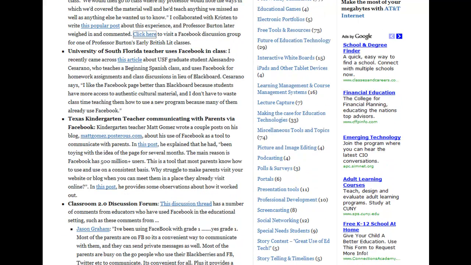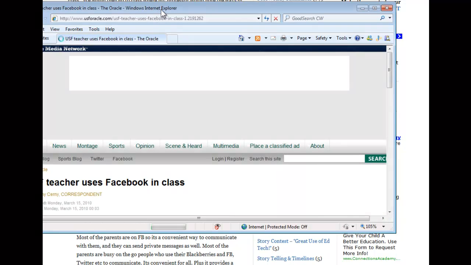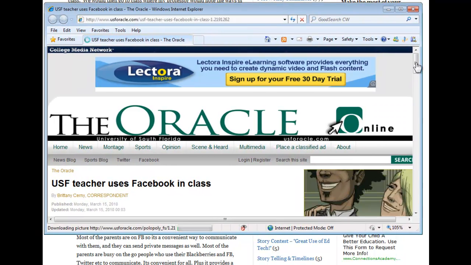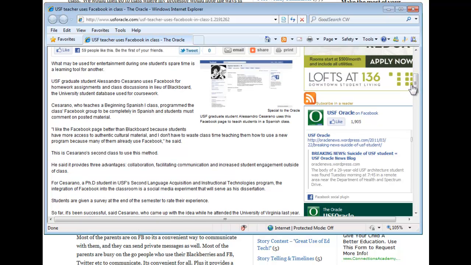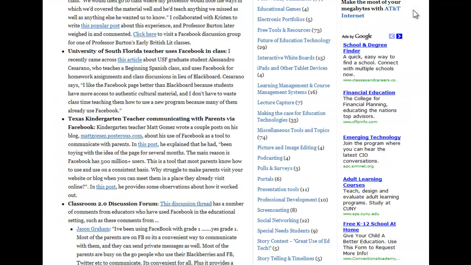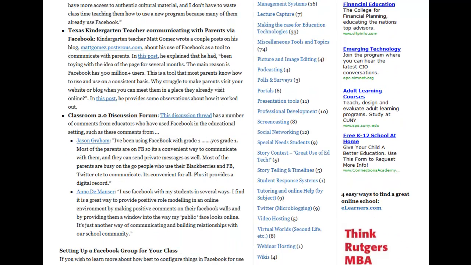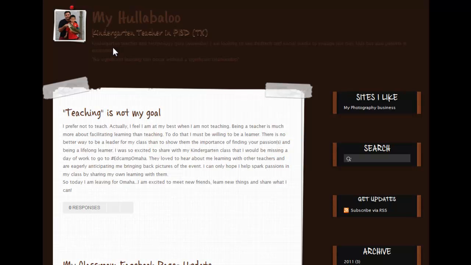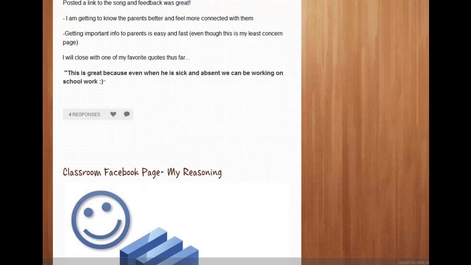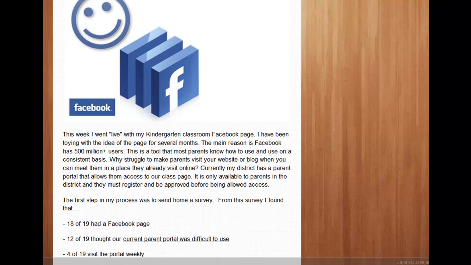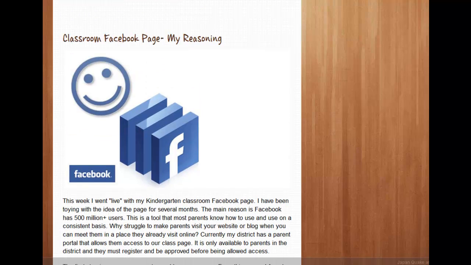And the next case was a University of South Florida teacher using Facebook in the classroom, and I recently came across this article here that discusses teacher Alessandro Cesarano and how he's using Facebook for homework assignments and class discussions in place of Blackboard. And next we have Texas kindergarten teacher Matt Gomez, who has this blog, and he has several posts out there about some work he did using Facebook with the parents of his young students, and finding that to be productive.